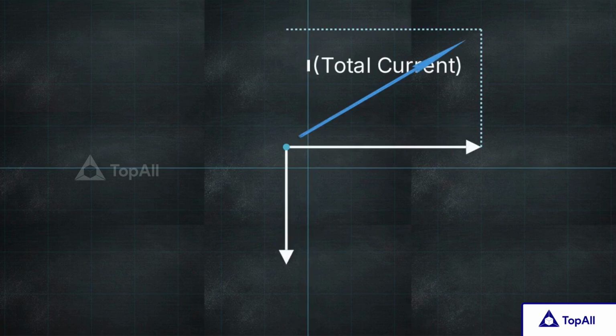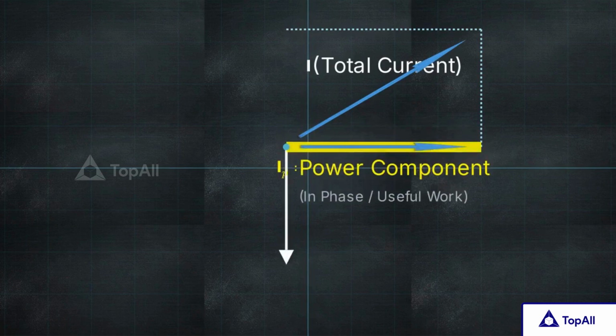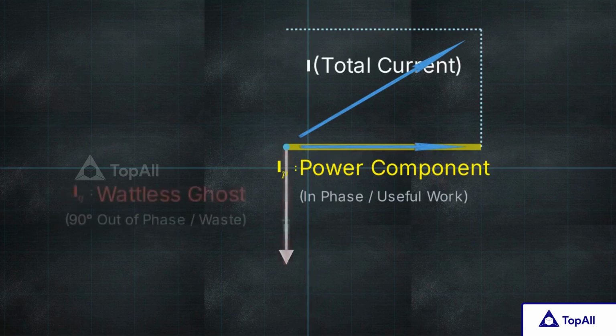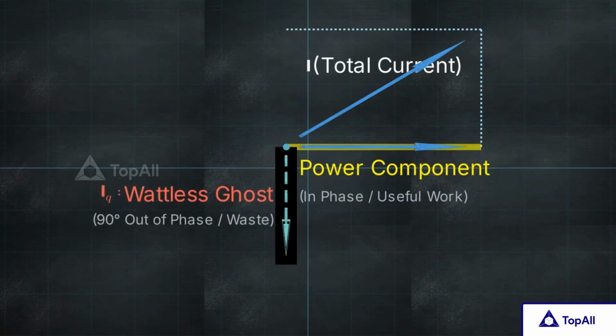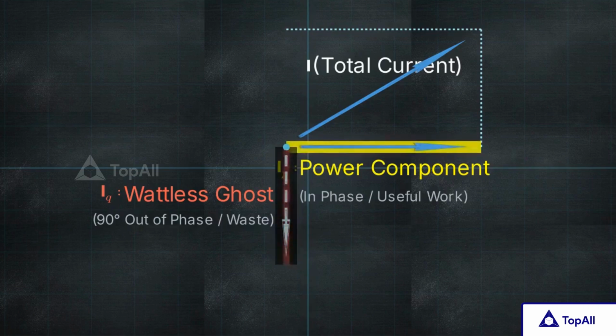To fix this, engineers use vector resolution to split total current and diagnose waste. The horizontal vector, I sub p, is the power component, in phase and representing useful work. The downward vector, I sub q, is the wattless ghost current, generating heat but 0 power.